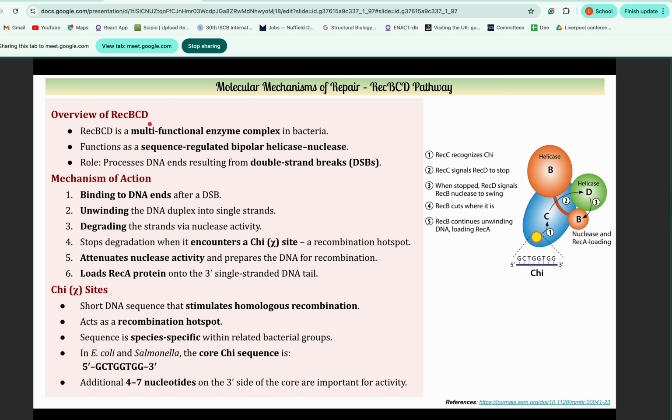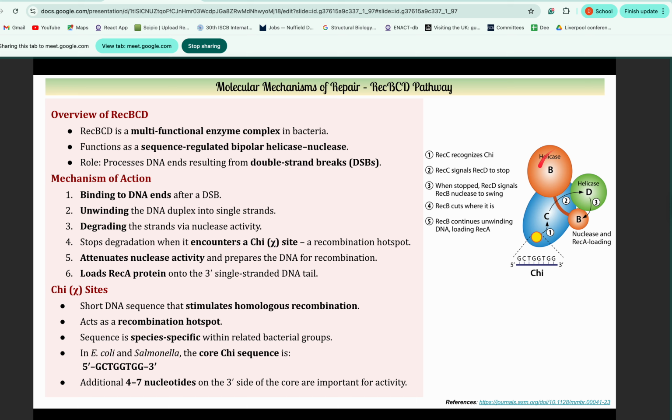So RecBCD is present in bacteria. These are prokaryotic enzymes. It is a multifunctional enzyme complex in bacteria. It functions as a sequence-regulated bipolar helicase-nuclease, and its role is to process the DNA ends which result from double strand breaks. So this is the structure of RecBCD.